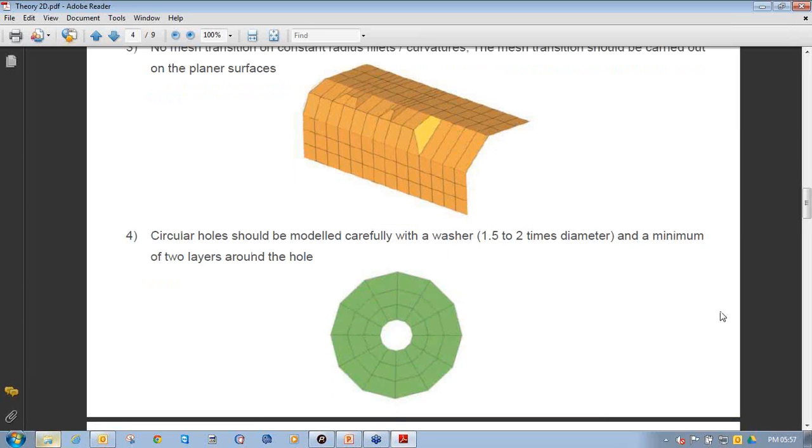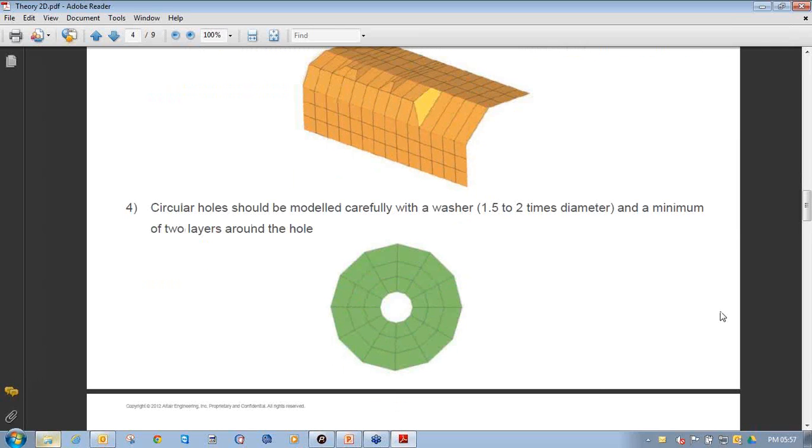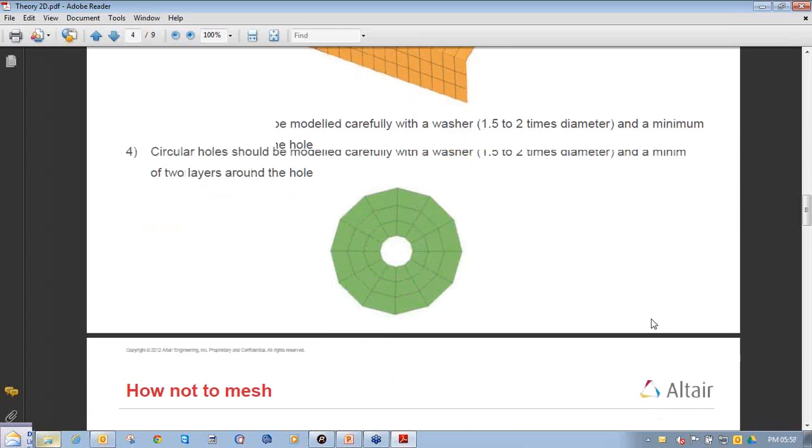Then the fourth point is that circular holes should be modeled carefully with a washer. The range for the washer is from 1.5 to 2 times the diameter, and a minimum of 2 layers around the hole should be created by 2D mesh to simulate the results more appropriately.